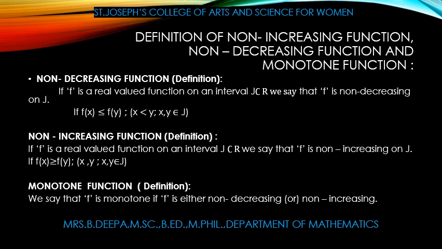Next, non-increasing function. If f is a real valued function on an interval J subset of R, we say that f is non-increasing on J if f of x is greater than or equal to f of y for all x comma y belongs to J. Last, monotone function. We say that f is monotone if f is either non-increasing or non-decreasing.